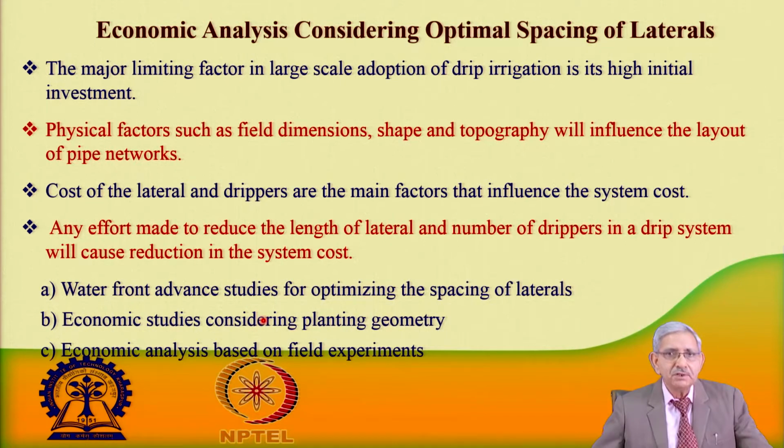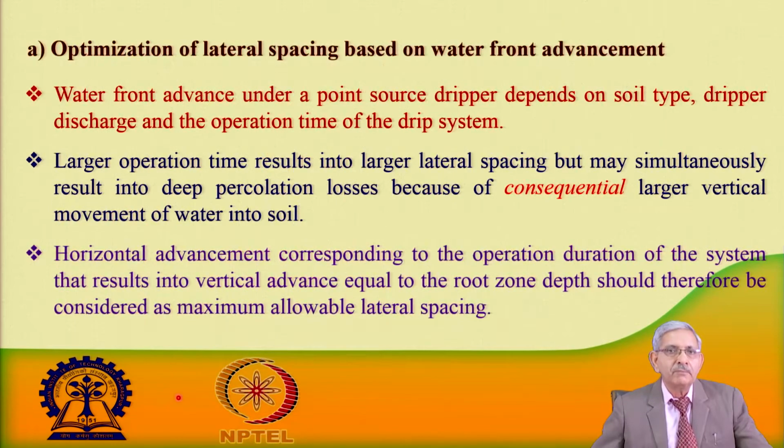So, we will discuss in detail. One is changing the crop planting geometry such that the total length of the lateral can be reduced, and the other one is taking the analysis by considering the field experimental data. So, these are the three things which we are going to discuss in this particular presentation.